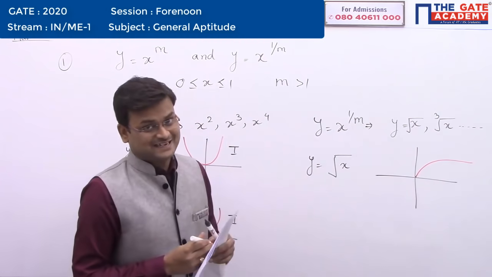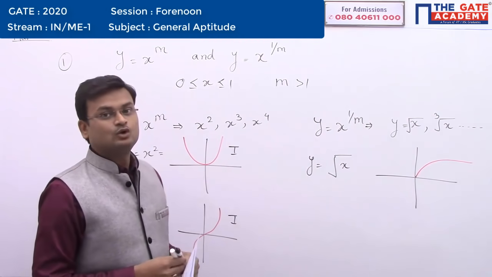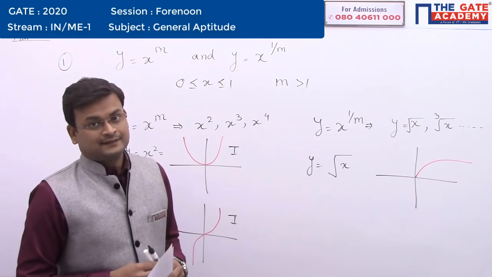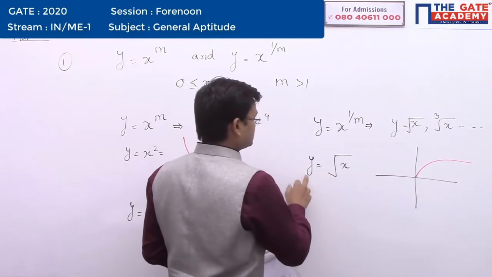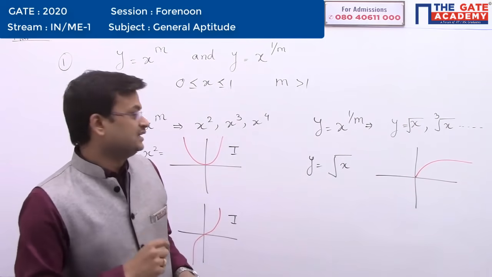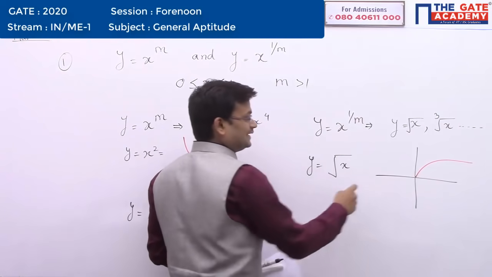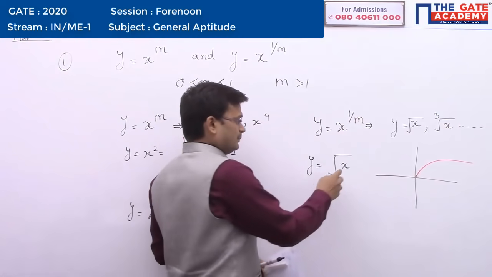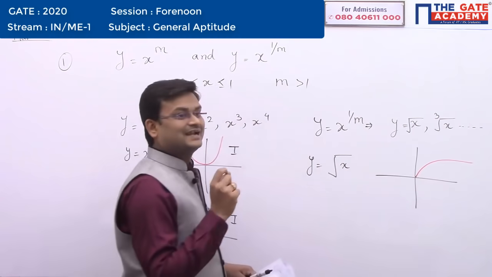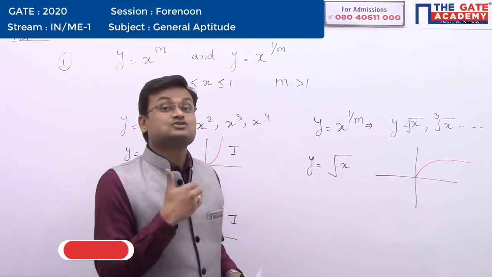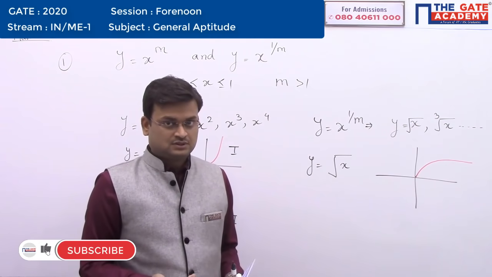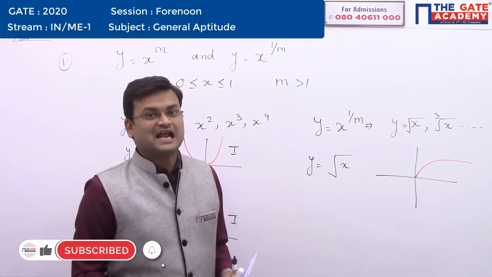You can plot and check. The graph will look like this. Now, you can ask, sir, why is it not going in the negative y direction? It is very obvious, because if x is a negative value, it is not defined. So we cannot plot that in the graph.